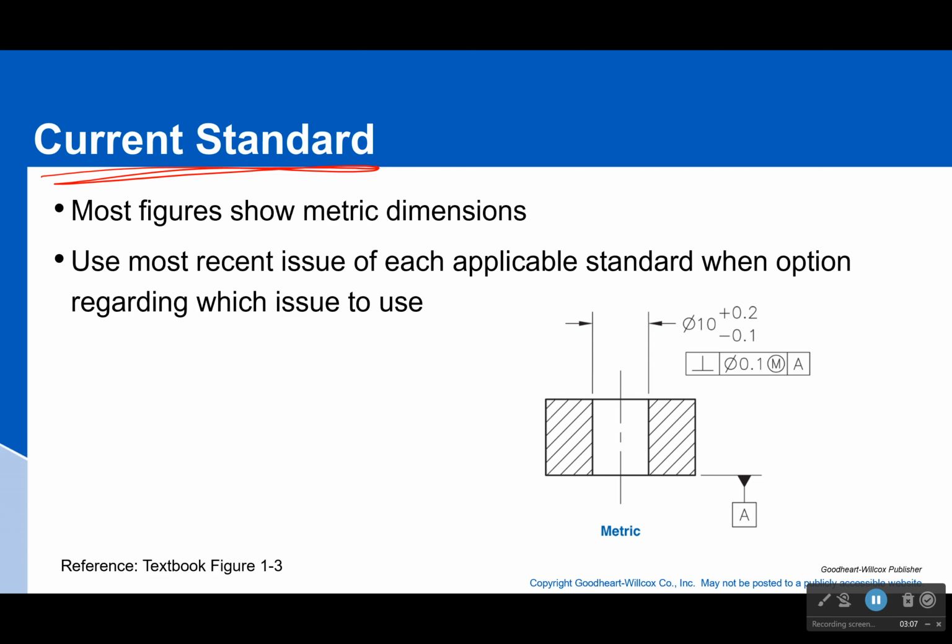So, the current standard is basically what we're going to be looking at. In most cases, figures show metric dimensions, and I'm grateful for that because I like them best. And when you have the choice, make sure you are using the most recent issue of each applicable standard. Use the symbols that are current. Use the letter that's normal. For a while there used to be a circle S that could go in here, and that doesn't happen anymore, so don't use that one. Use what is current standard.